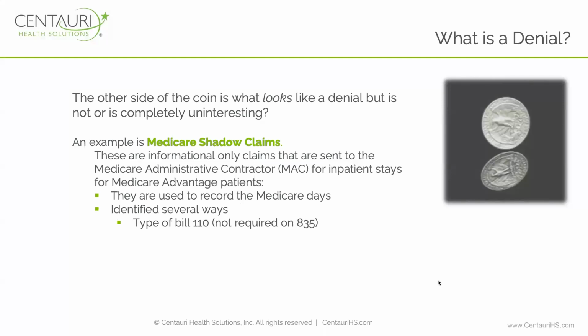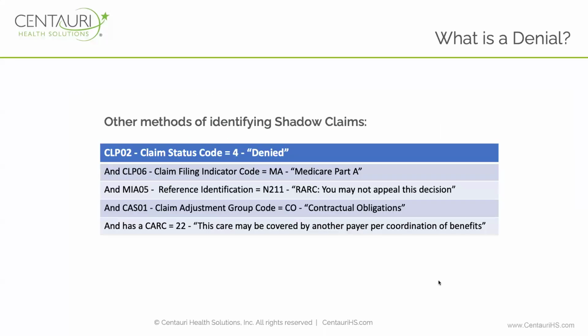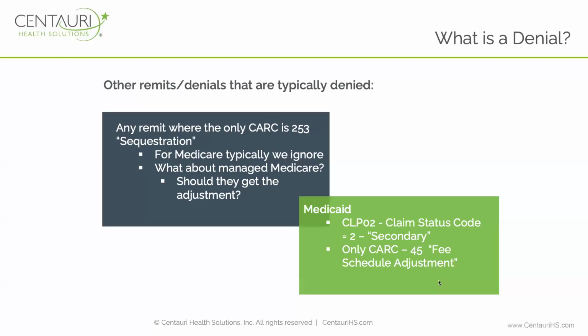Now, when you send out the bill type 110, and again, there are some other ways to do this, you're not expecting a payment. So when it comes back, you'll get a remit back, and it can say denied or other things. These are some of the other methods or responses: you can get a CARC 22, you can get a RARC N211. Essentially, these are just different ways you get responses that say you're not getting paid for this.